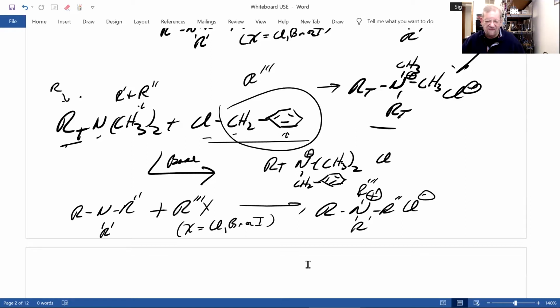And we have a quaternary, don't forget the anion. And this is what you make.